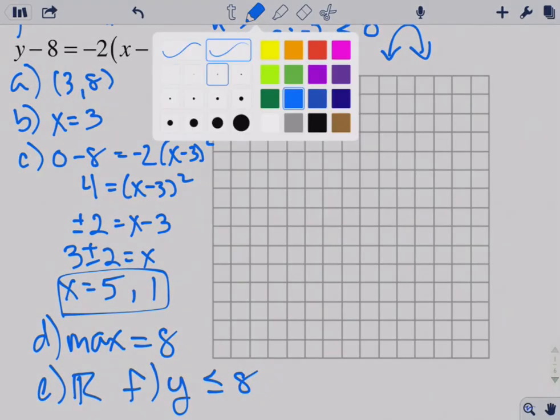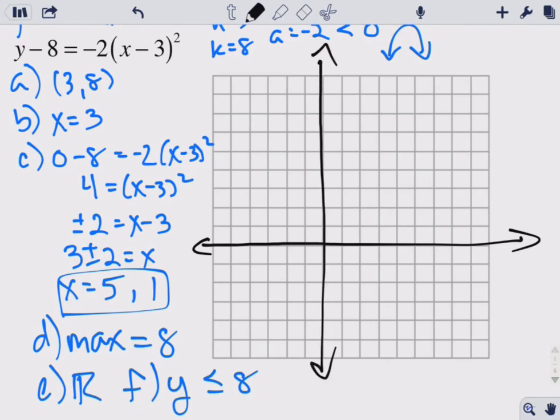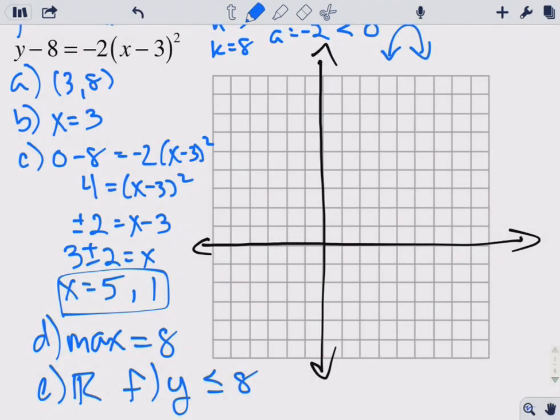Okay, 3, 8, and we're going down. So let's make sure I've got 8 spots above. And here. Okay, 3, 8. Right 3, up 8. 1, 2, 3, 4, 5, 6, 7, 8. Alright, so 3, 8. And going down, a is negative 2. Go down 2, left 1. Down 2, right 1. Down 6. 1, 2, 3, 4, 5, 6. Left 1. Right 1.